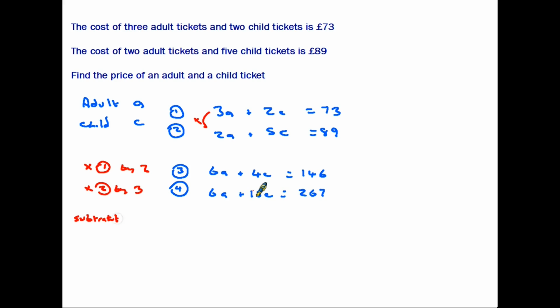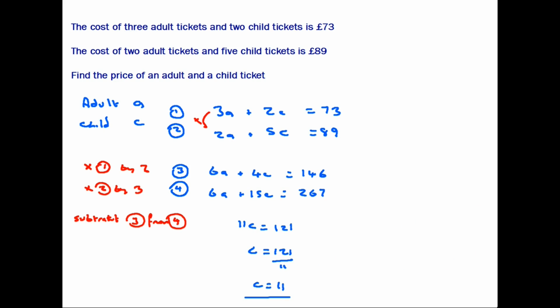Let's have a look at the values of c. 3 has the lower value, so I'm going to subtract 3 from 4. 6a minus 6a, that means a has been eliminated. We have 15c minus 4c, which gives us 11c. We have 267 minus 146, which gives us 121. So 11c equals 121. That means c equals 121 divided by 11. So c is in fact 11.